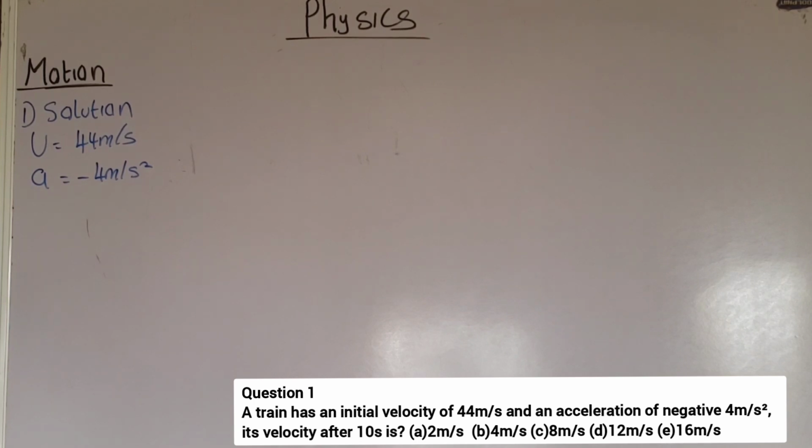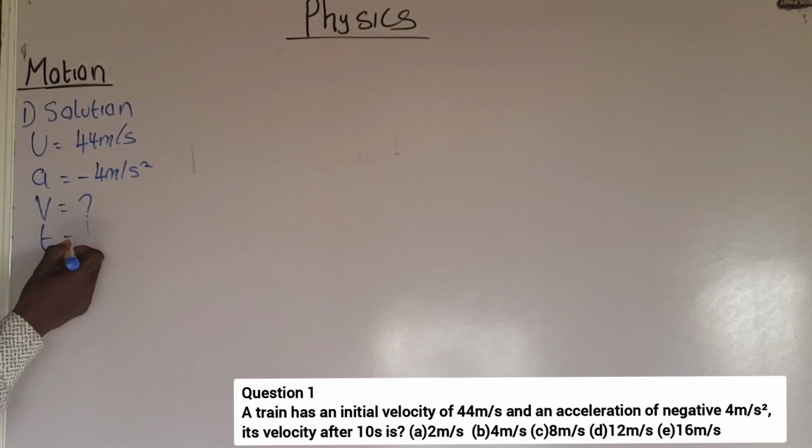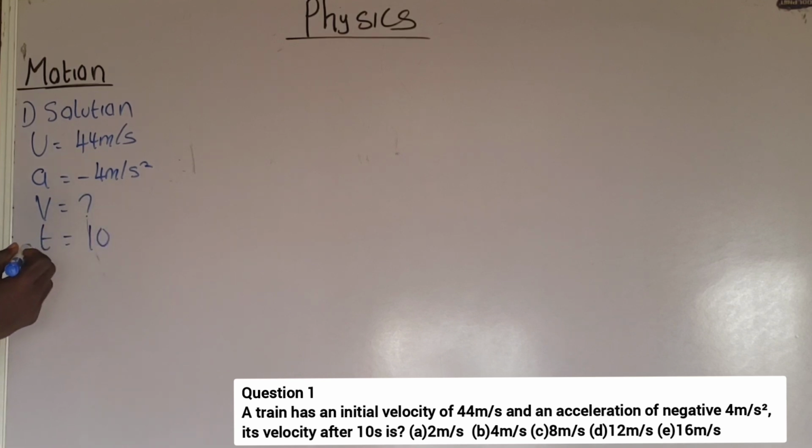Now, you are asked to calculate the velocity after 10 seconds. So here, the velocity is what we are looking for. We don't know the value, and the value of time is 10 seconds. Now, don't forget, in our previous class, I gave you 3 equations of uniformly accelerated motion. Which of the equations are we going to use? We are given u, the initial velocity, and a, the retardation, -4 meters per second squared, and t is equal to 10 seconds. Now we are looking for v.